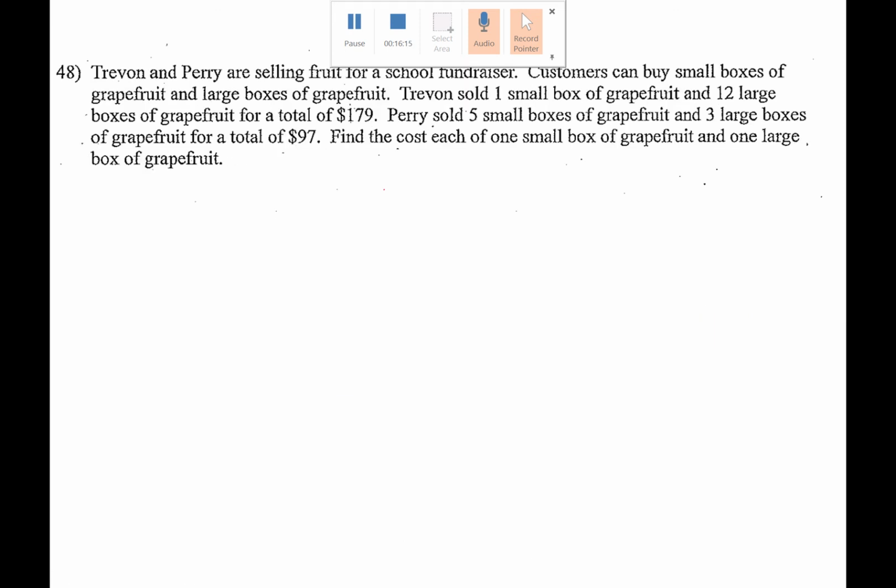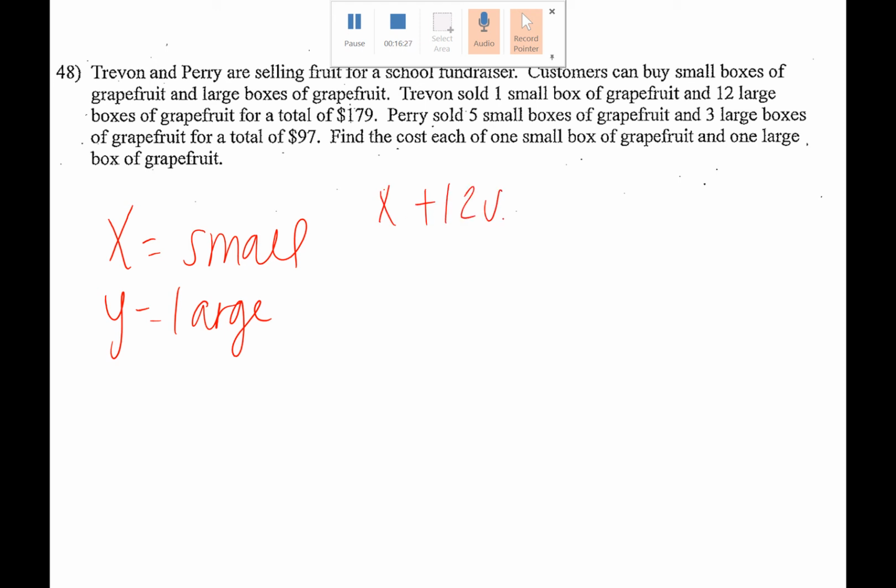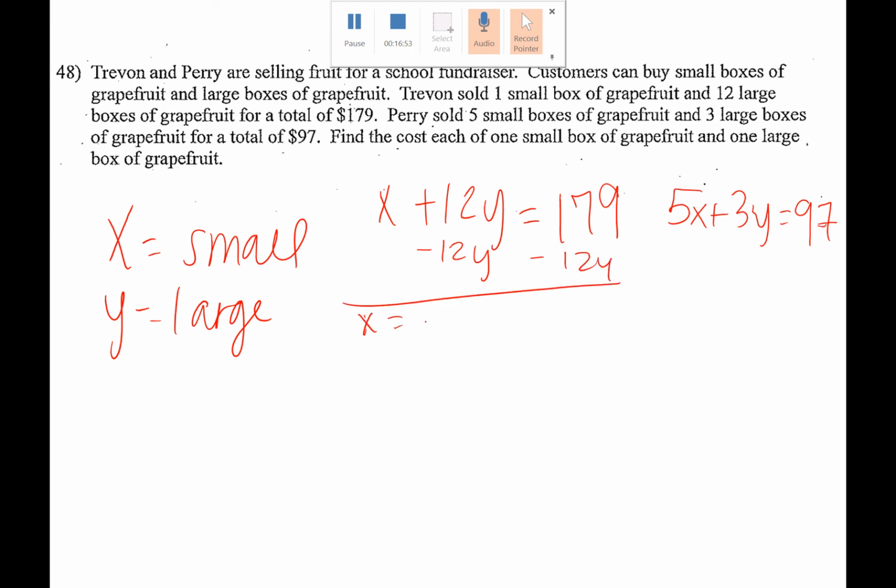For number 48, I said that your x was the small box and the y was the large. So my two equations, I have x plus 12y is equal to 179. That's going to be 1 box of small grapefruit and 12 large boxes of grapefruit. And then it also says Perry sold 5 boxes of grapefruit and 3 large ones for 97. So that's 5x plus 3y is equal to 97. And I found it easiest to do substitution here. So I subtracted 12y from both sides. So I get x is equal to negative 12y plus 179.